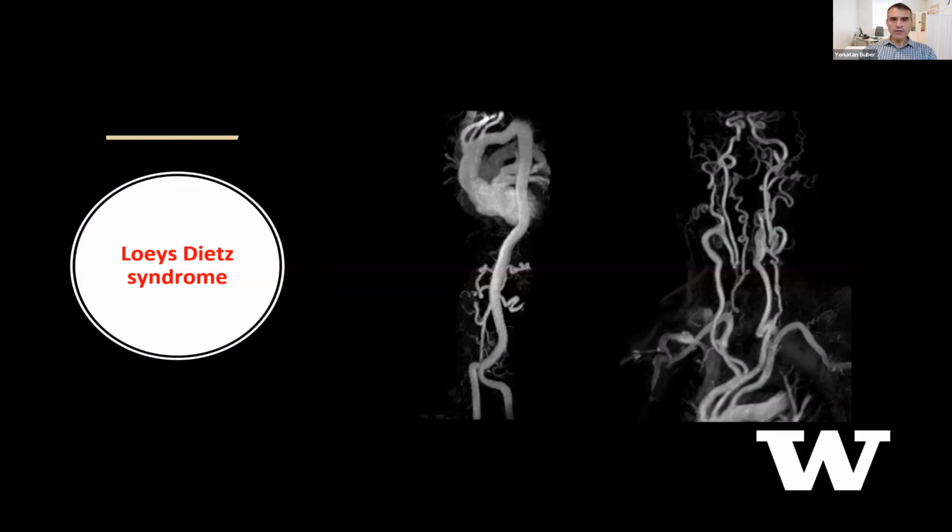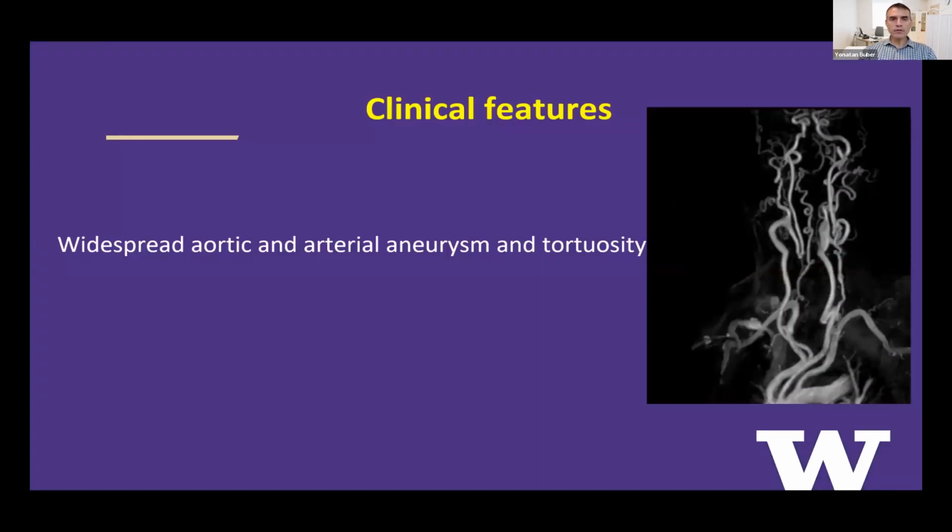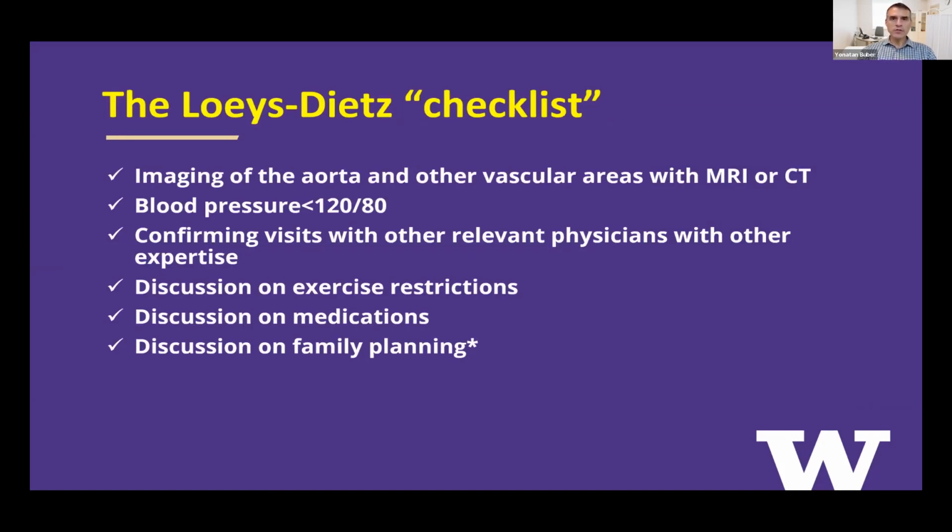Moving on to Loeys-Dietz syndrome. Loeys-Dietz syndrome is a widespread aortic and arterial aneurysm and tortuosity condition. So it's not just the aorta; we're screening all of the other vascular beds as well. This is the Loeys-Dietz checklist, which is kind of similar to the Marfan checklist, but we use MRIs and CT more frequently, again to look for those other vascular beds and not just the aorta.